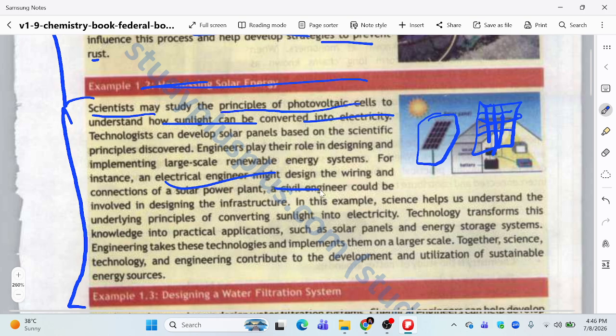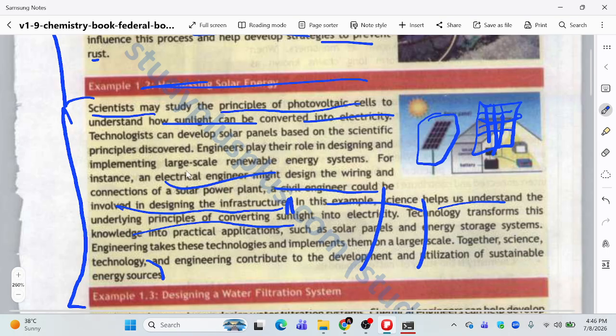Then you can read that civil engineering is involved in designing the infrastructure. In this example, science helps us understand, and this is representing the same thing. You can learn this part, or you can learn from this part till this part. Both of them are the same. One explains why it is used and what is used, and the other from here to here also explains why it is used and what is used.